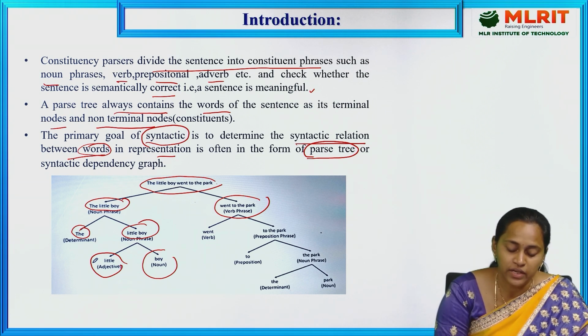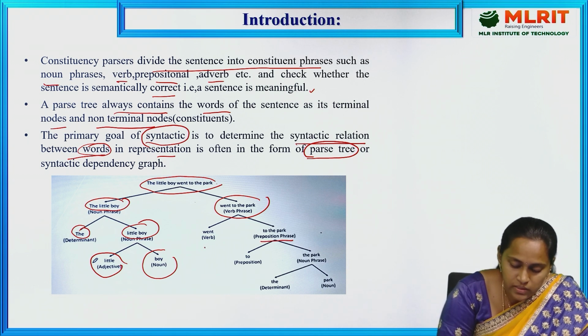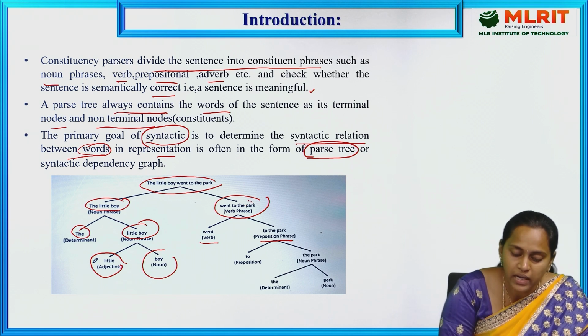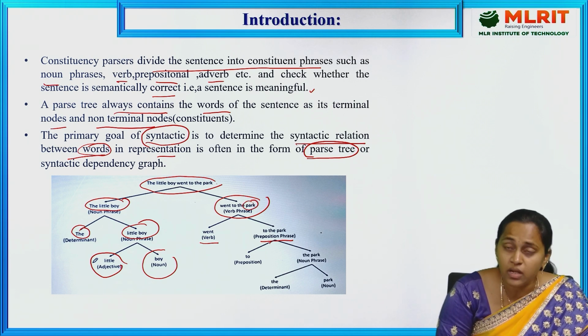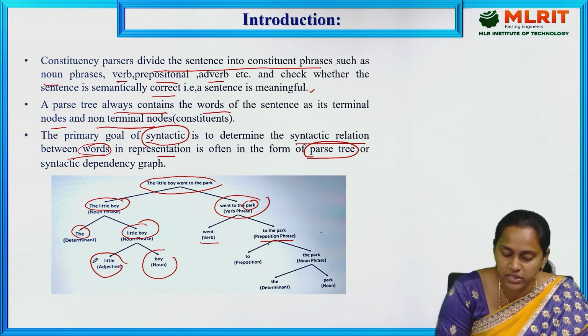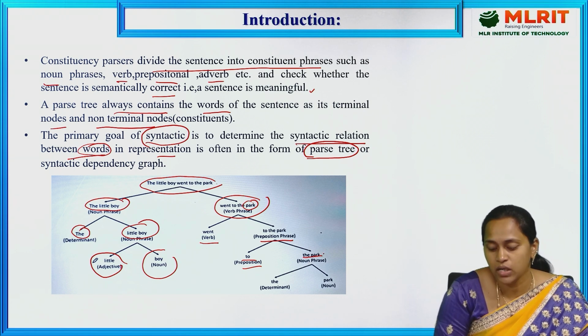Let's see next, went to the park. Here, the sentence contains a verb phrase and a prepositional phrase. See, went is the verb, and to the park is the prepositional phrase. Let's see how we rewrite it: the preposition is to, and the park is the noun phrase. So, we are dividing it: the is a determiner, park is the noun.